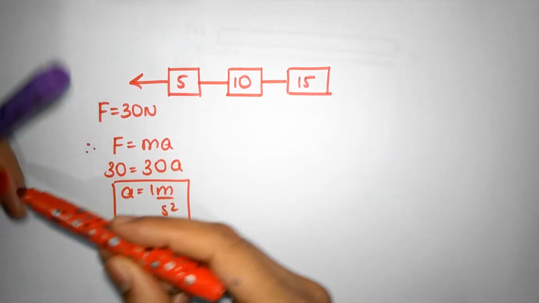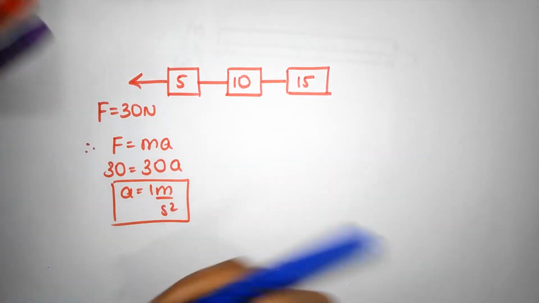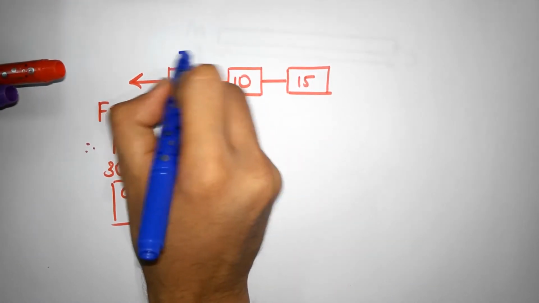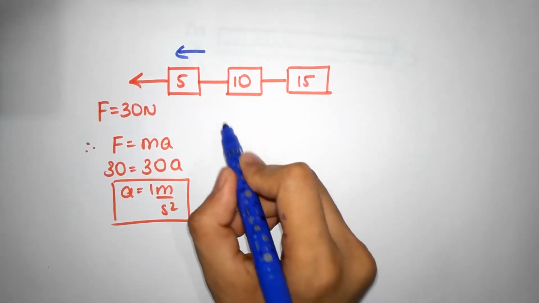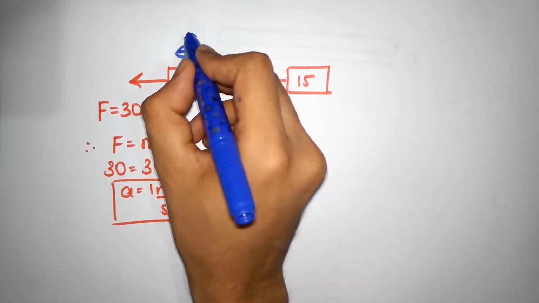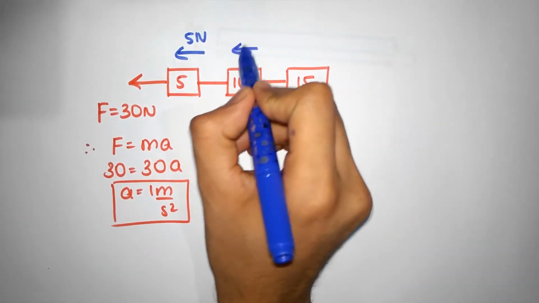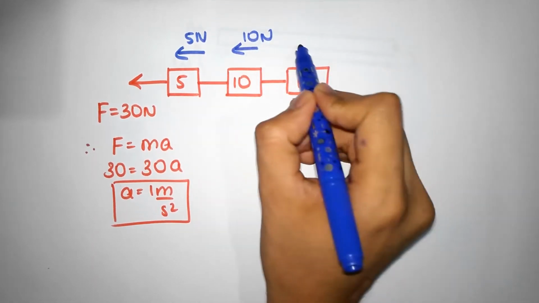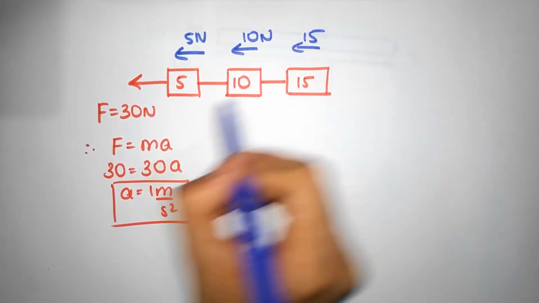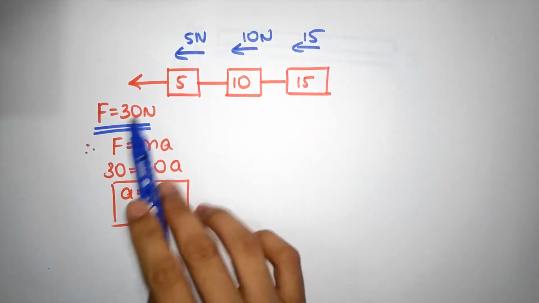All right, so we can now calculate the net force on each block. I'm going to put the net force here. On this one it is ma, so that's going to be 5 newtons. Net force on this one is going to be 10 newtons. Net force on this one is going to be 15 newtons. And look at this force, this is 30 newtons.